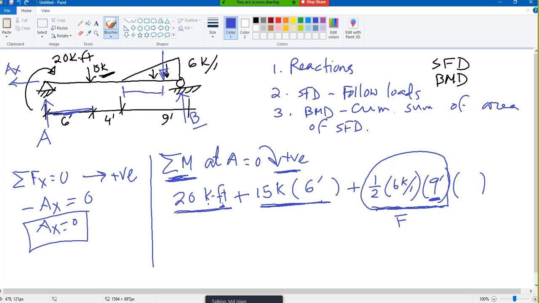So here, what is this portion? This portion will be the centroid of triangle, which is 2/3. So I have 9 feet, 2/3 is 6 feet. So my distance will be 6 plus 4 is 10, plus 6. That means 16 feet. Okay, my last one is B, and B will give me counterclockwise moment because it will go that way, counterclockwise moment. What is the distance? It is 6, 4, 9, 19, equals 0. So that is the equation.